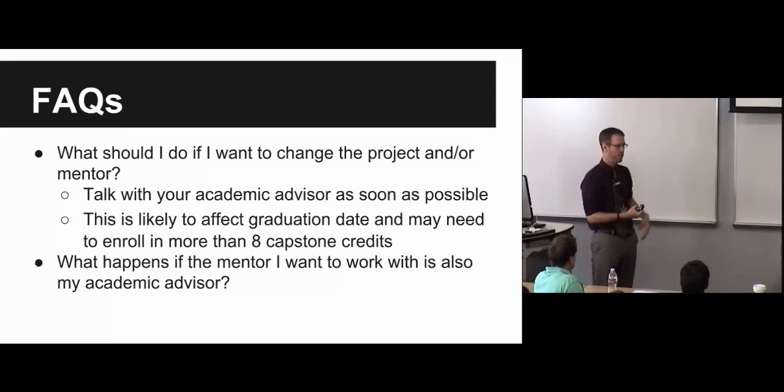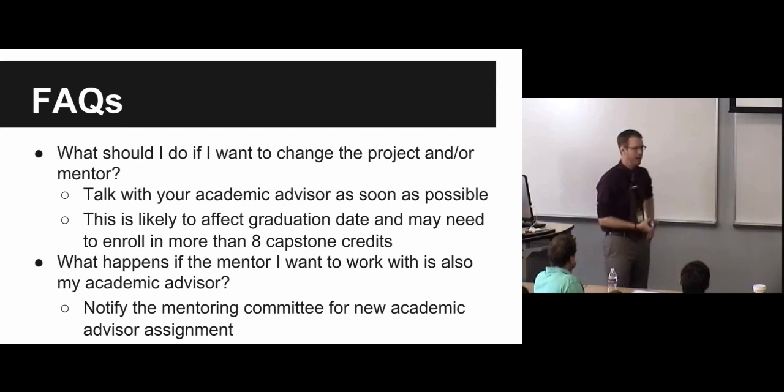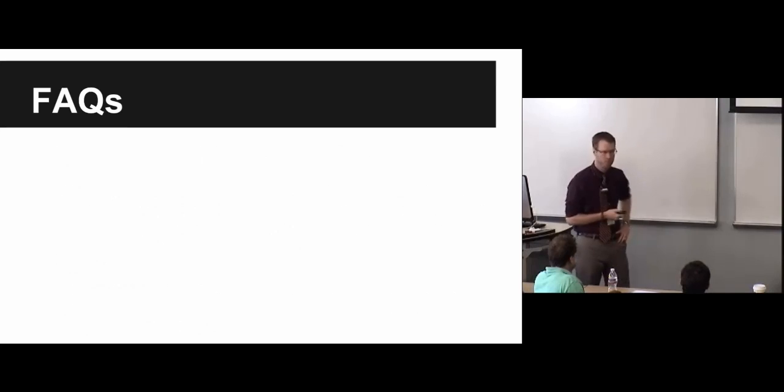What if the mentor I want to work with is also my academic advisor? So for example, what if I have a project posted? What if we're talking about our own interests and they align and we want to do something? I cannot be both your mentor and your academic advisor. There's a conflict there. We need to have multiple eyes looking at the project, and so those eyes can't be shared. So you'd have to notify the mentoring committee, and then I would assist in assigning a new academic advisor, okay? We would take care of that conflict through the mentoring committee.